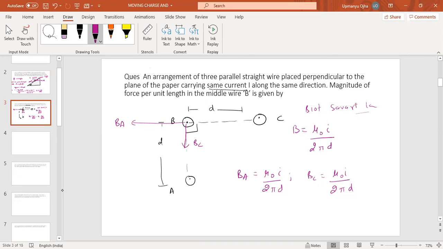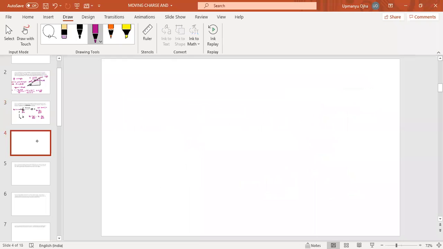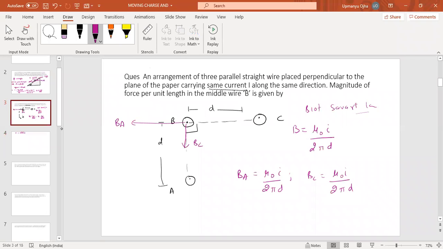Now, what is the force acting on this B wire? The force on a current carrying wire is given by I, length cross B vector. Now can you tell me the direction of the force on B due to A?